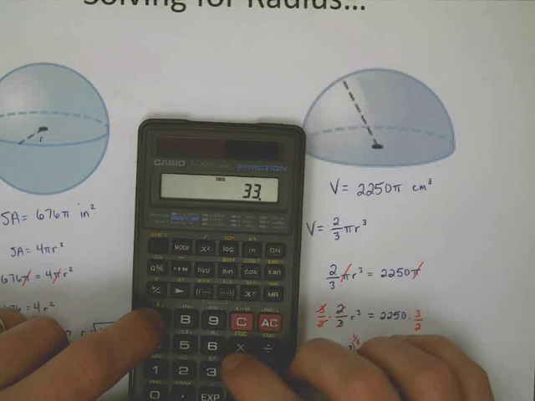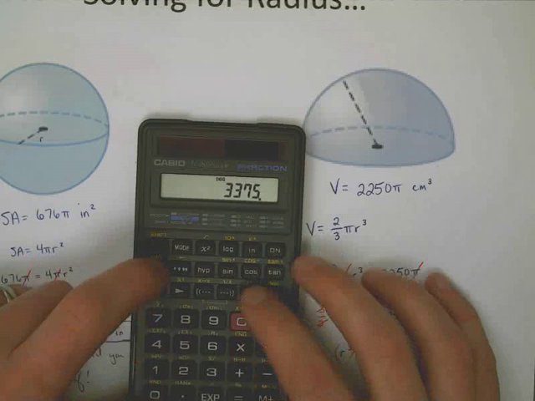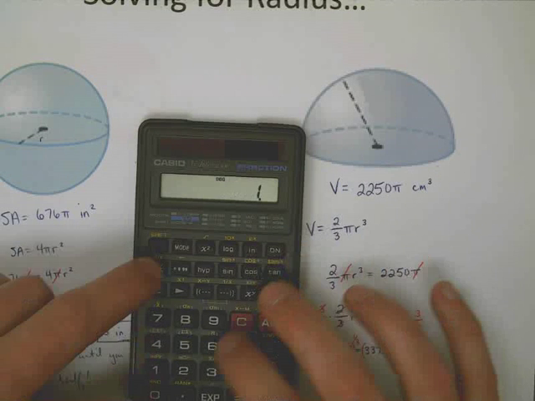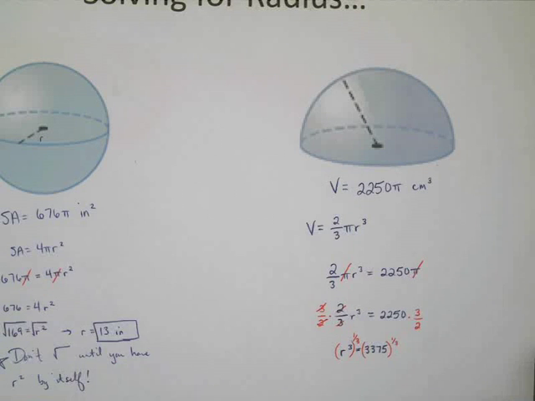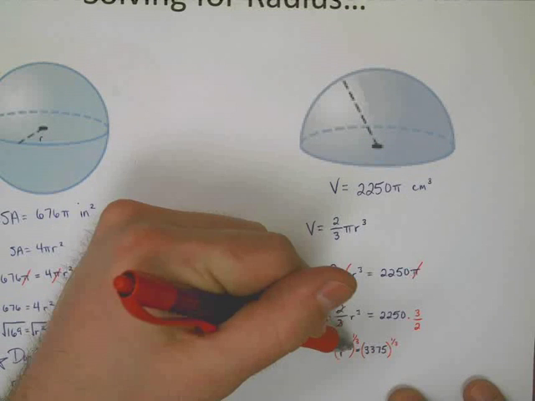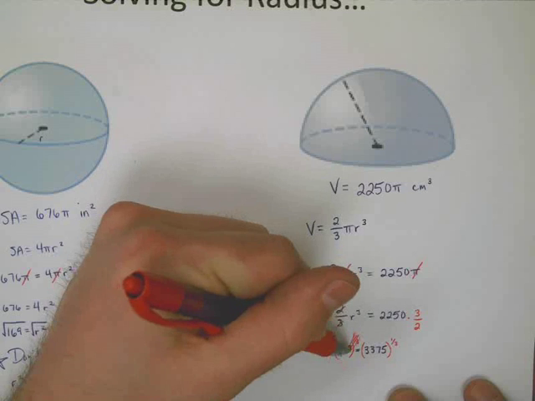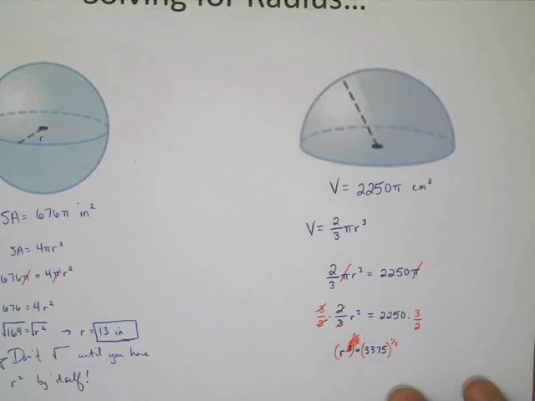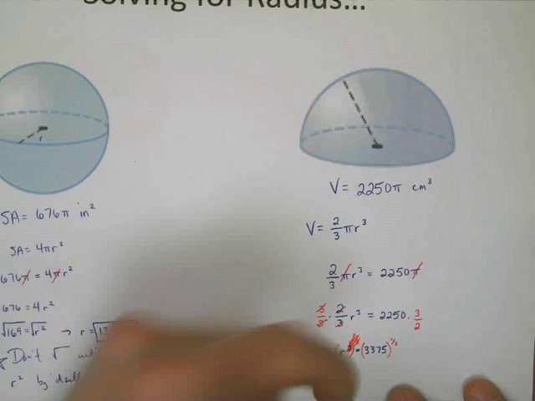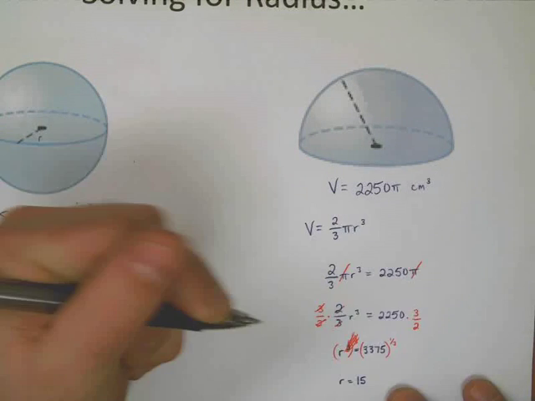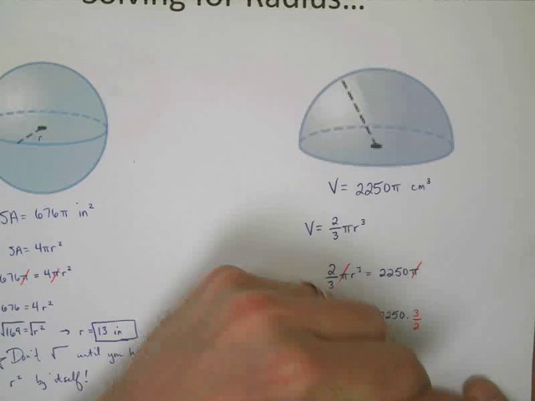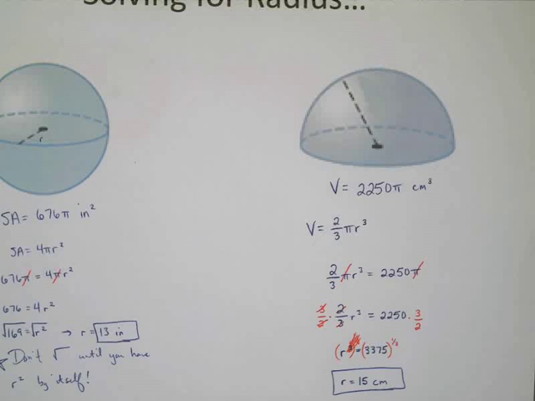But I also know that I can raise 3375 to the 1/3 power, and it does the same thing. The reason that I do that is because when I raise a power to a power, I multiply exponents. The 3 times 1/3 gives me r to the first. So the radius is 15, and I put centimeters, right?